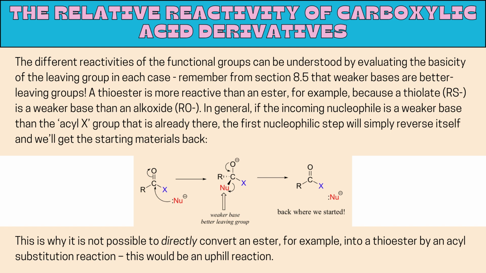In general, if the incoming nucleophile is a weaker base than the acyl X group that is already there, the first nucleophilic step will simply reverse itself and we'll get the starting material back. So if we have a weaker base, then it will be a better leaving group. This is why it is not possible to directly convert an ester, for example, into a thioester by an acyl substitution reaction, because it would be an uphill reaction.